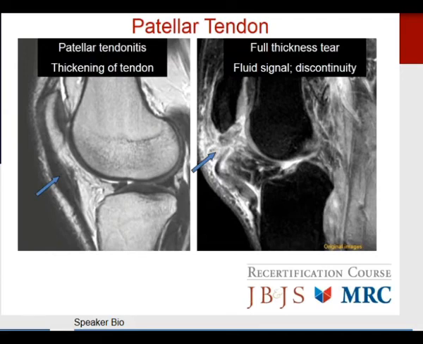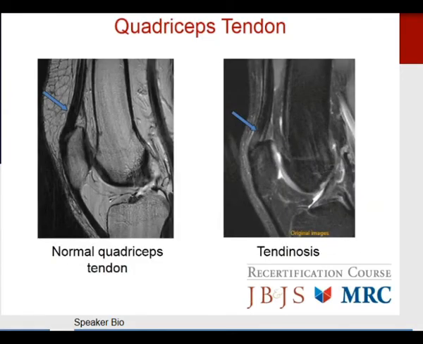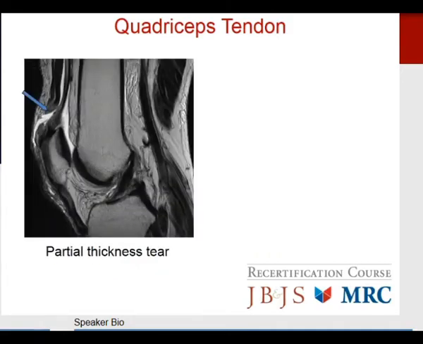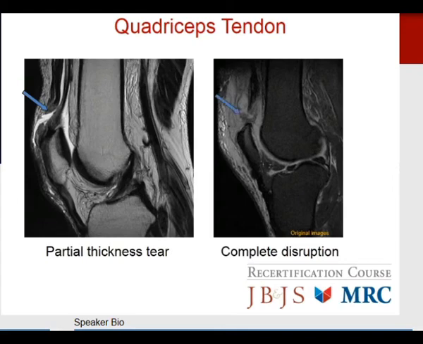The quadriceps tendon, again, should be uniform in thickness and signal. We may see some very thin internal striations associated with the separate bundles of the quadriceps tendon. But once we start to see thickening and edema, as we see in the right-hand image, this is indicative of tendinosis. A partial thickness tear, we'll see partial discontinuity with fluid signal extending into the substance of the tear. And then with a full thickness tear, we see frank discontinuity of the tendon and inferior displacement of the patella.